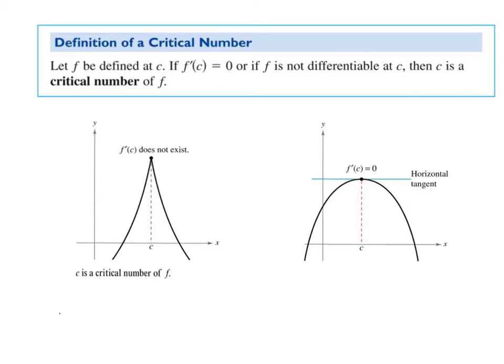Okay, these potential places have a name. They're called critical numbers. They occur anytime f prime of c is equal to 0, or places where f is not differentiable. So you can see over here that would mean like a sharp turn, and of course like a peak or a valley. So those horizontal tangent lines and undefined points will tell us all the potential places where maxes and mins could potentially occur.